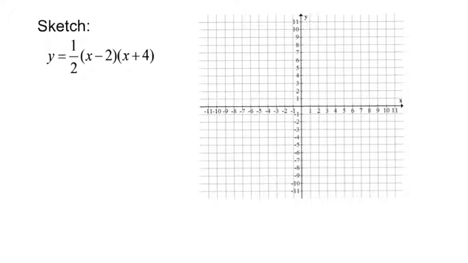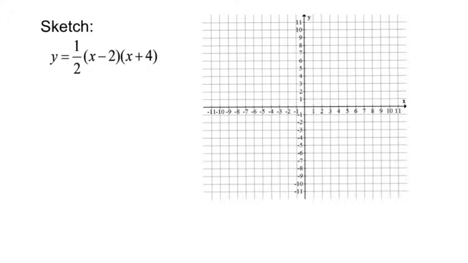Okay, let's try one more. Okay, this one, I'm pretty confident will actually fit on my axis the way I've chosen it, but let's just be sure. So, again, I start off by looking at the a value. It's positive. It's a fraction, but that's okay. It's still a positive fraction. So I am concave up. My zeros are positive 2 and negative 4.